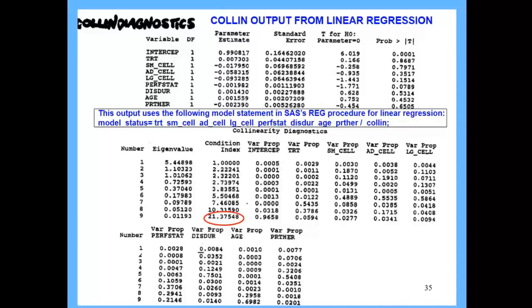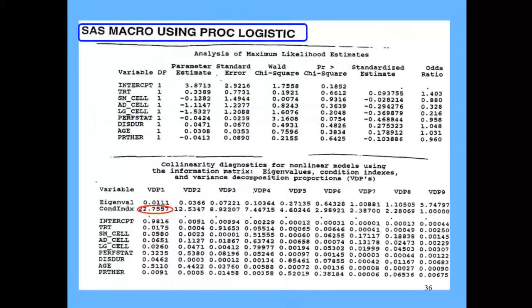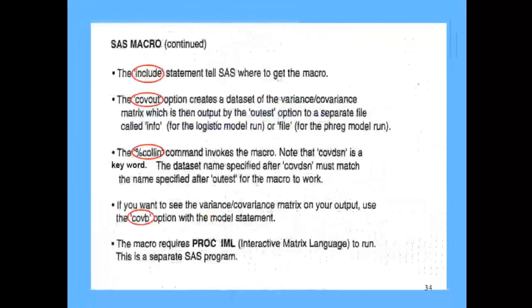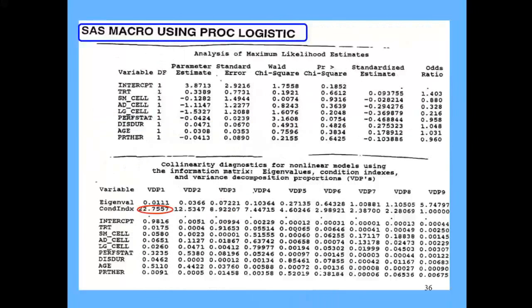You just stop there. And that's what this says. Okay? Now, let me show you the next slide. The next slide is what I get when I use the macro, not the colon option. When I use the macro, using the code that I showed you previously, on the same data set with the same variables.